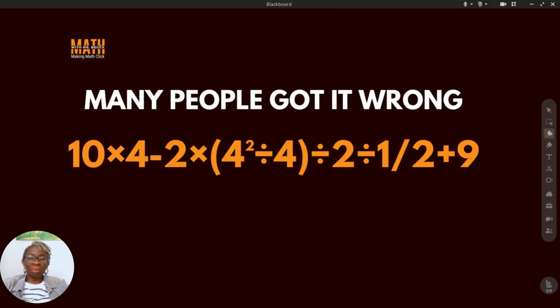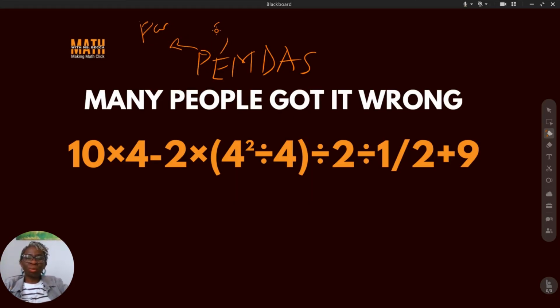So we'll be using the PEMDAS rule. That means we'll be solving whatever we have in the bracket first, that is the parentheses. Then we solve the exponent, and then we multiply and divide. Don't forget that multiplication and division are on the same hierarchy. That is, whenever multiplication and division appear together, you solve from left to right. Same thing applies to addition and subtraction.